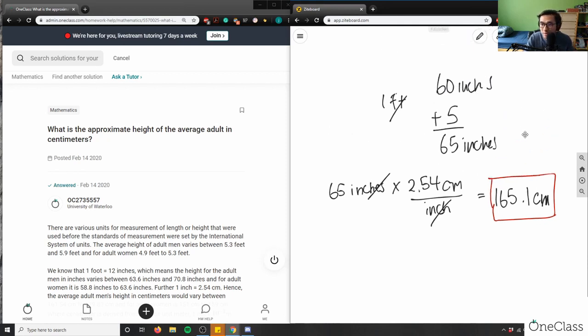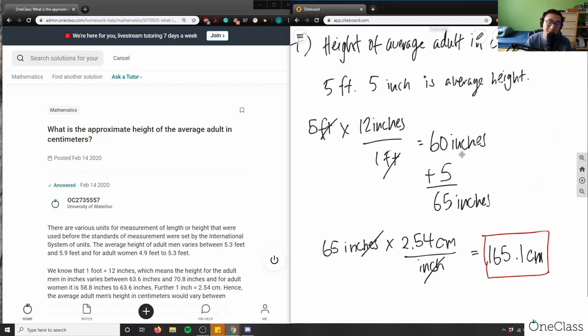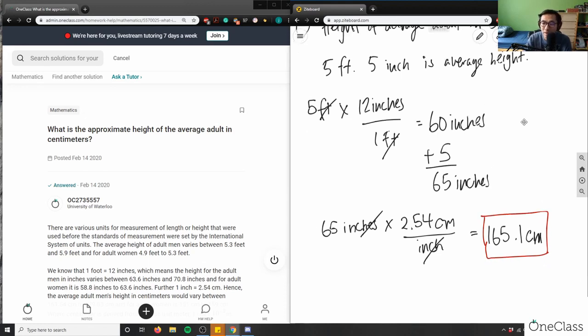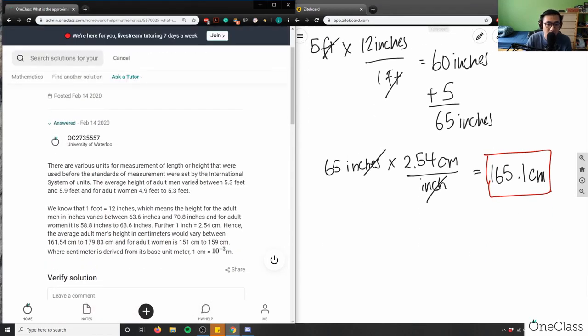So again, this here is the concept of unit conversion, unit analysis, something you kind of do in pre-algebra. So let's see here what they did. So they did the conversion right here between 63.6 and 70.8. I chose 65 in there. So the average adult height in centimeters would vary between these two. And I put 165, where centimeter is derived from the basic unit meter. So that's good. So again, this here would be a correct answer.